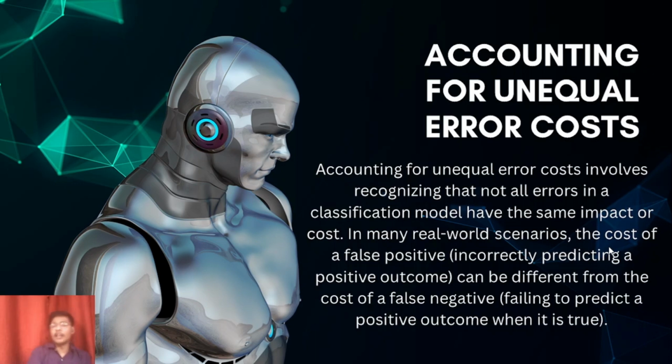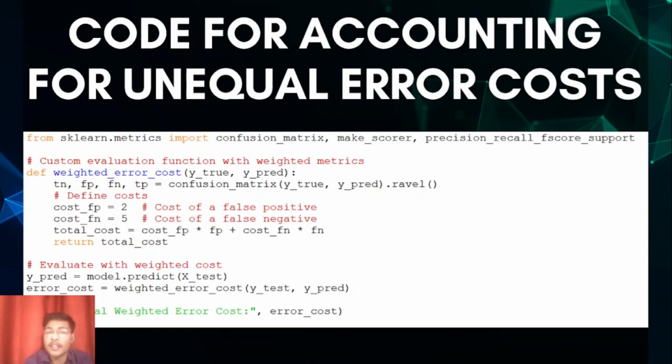Accounting for unequal error cost. Accounting for unequal cost involves recognizing that not all errors in a classification model have the same impact or cost. Let's take an example of how we can account for unequal error cost. For example, in the medical field, when we misdiagnose an illness, it can have a greater impact than when we don't diagnose. That is how unequal error cost happens.